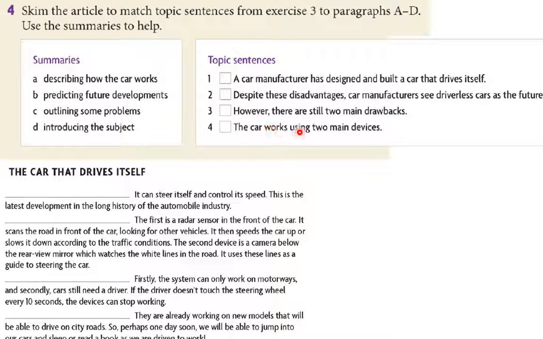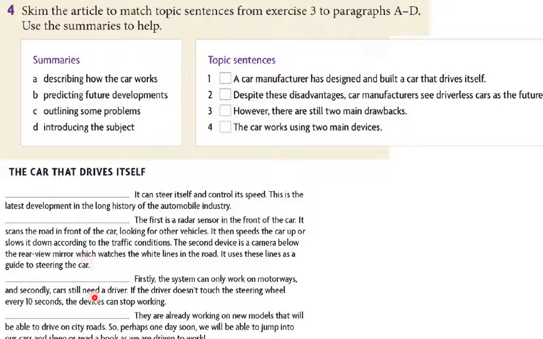The car works using two main devices. The first is a radar sensor. The second device is a camera below the rear view mirror.